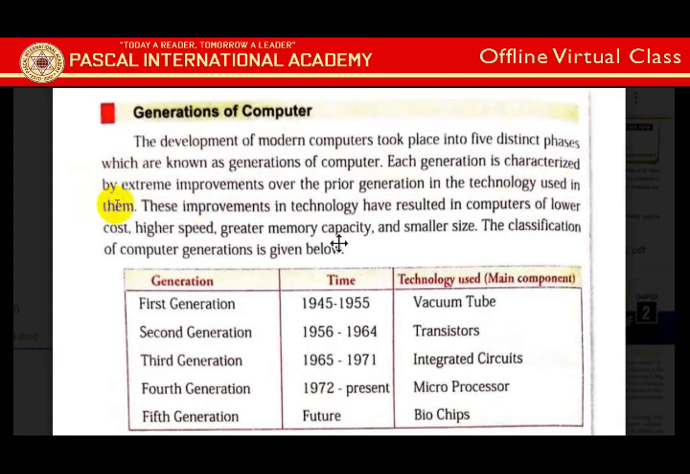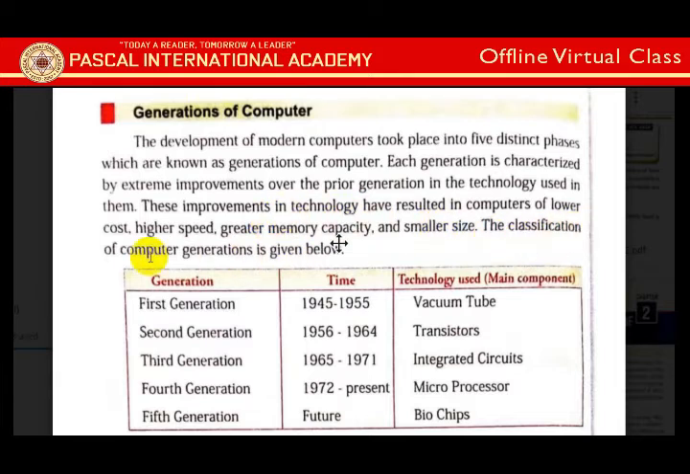Why are these generations categorized? Because if something is improved tremendously or extremely, or the design is improved, then a new generation is named. These improvements in technology have resulted in computers of lower cost, higher speed, greater memory capacity, and smaller size. Previously the computers were bigger in size and their working capacity was less, and the memory was less. But as the generations passed, the size became smaller and the capacity bigger, more and more, and the speed higher and higher.